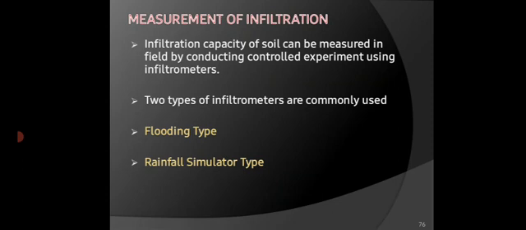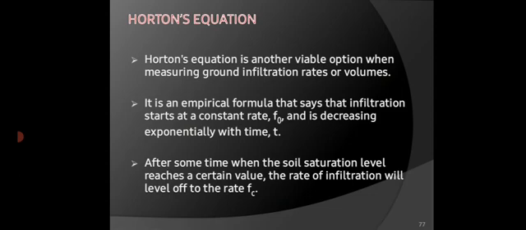Now, how will we find infiltration? Infiltration is found out with the help of an infiltrometer, and the commonly used infiltrometers are the flooding type and the rainfall simulator type. Let's see Horton's equation. Horton equation is another viable option when measuring ground infiltration rate. So the previous two are the instruments which are used to find out infiltration, and these are the mathematical equations which are used to find out infiltration rate or volume.